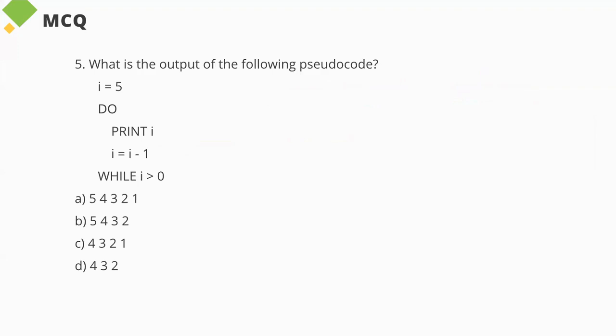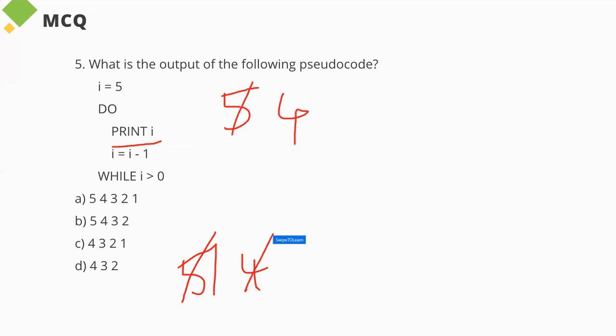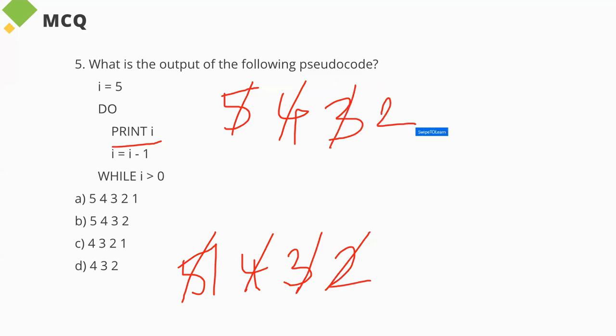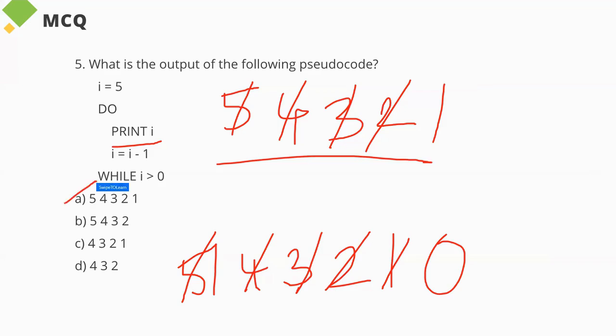What is the output of the following? I equals 5, do print I, it is going to print 5. Now I becomes 4, 5 minus 1, while I greater than 0. I is greater than 0, so print I, 4. Now decrement I, 3. 3 is greater than 0, true, so go to the block, print 3, update the value, decrement, 2. 2 is greater than 0, print the I value. Now decrement the value, 1. 1 greater than 0, print. Now decrement, 0. 0 greater than 0 is false. So the output would be 5, 4, 3, 2, 1. This is option A here.